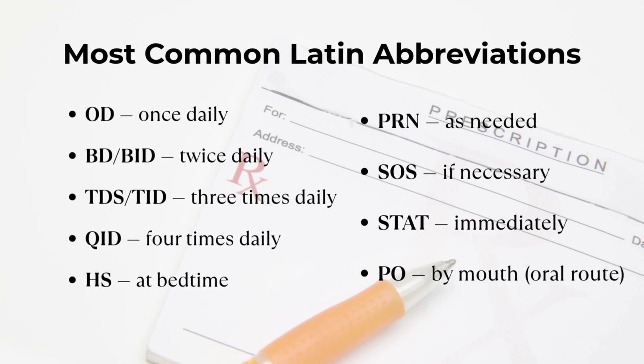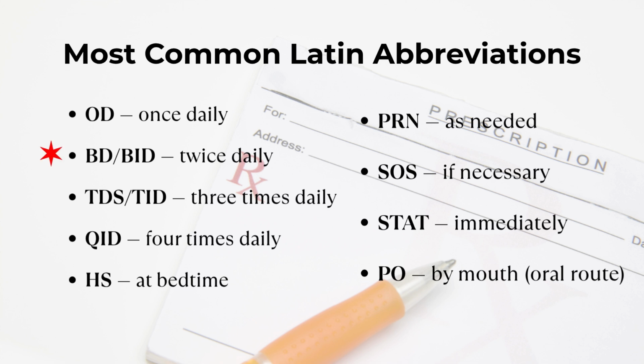Let's break down the most common Latin abbreviations you will see on prescriptions. These are critical to understand because doctors and prescribers use them every single day. OD stands for omni die, which means once a day. You'll usually see this on maintenance medications like antihypertensives.